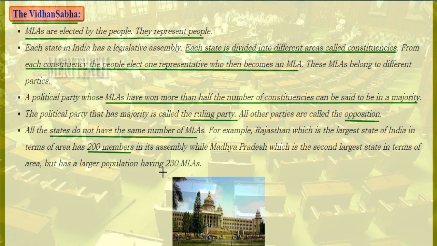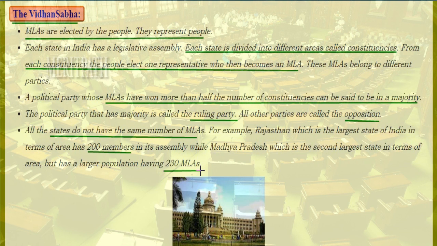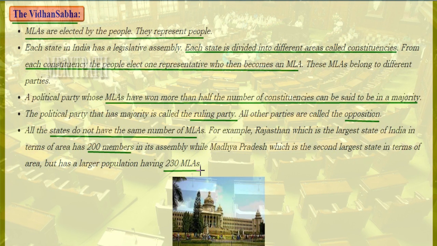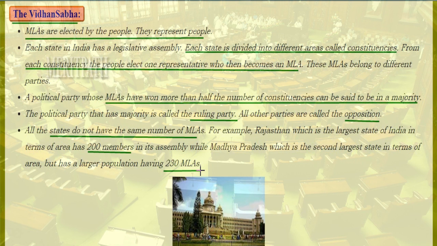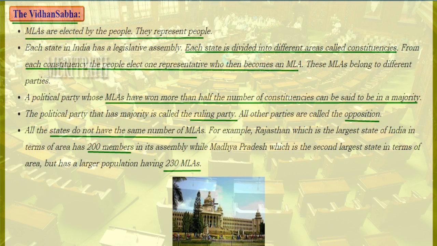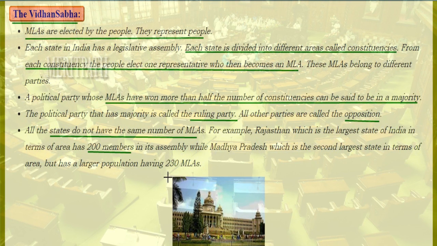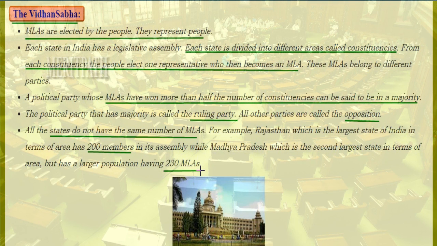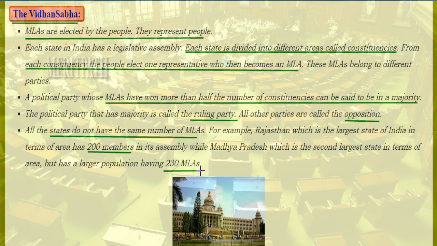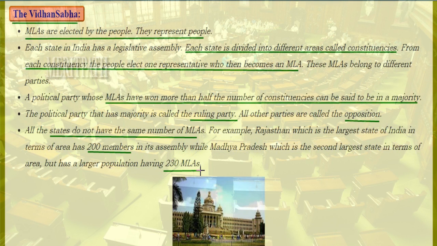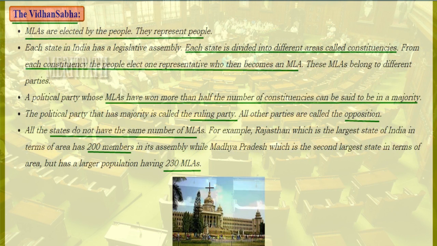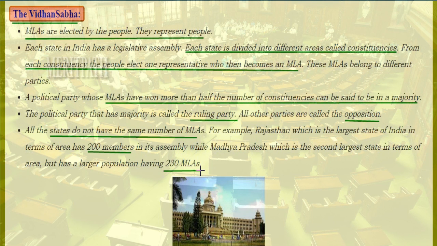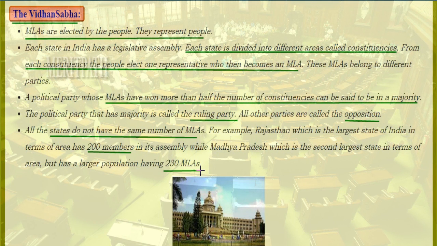And all the states in India do not have the same number of MLAs. For example, Rajasthan is the largest state of India in terms of area. Rajasthan State's assembly has 200 members. Whereas Madhya Pradesh, the second largest state in India in terms of area, still has more MLAs than Rajasthan.